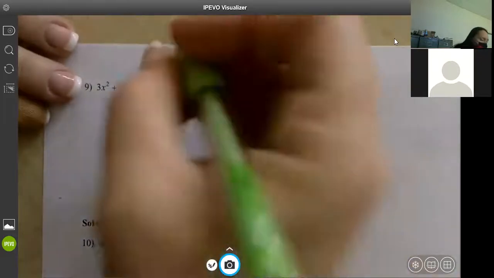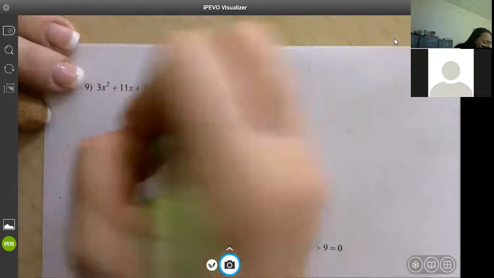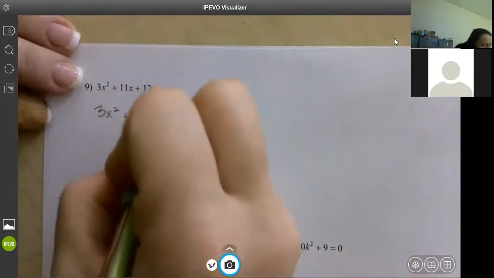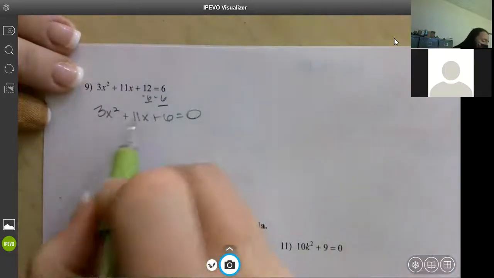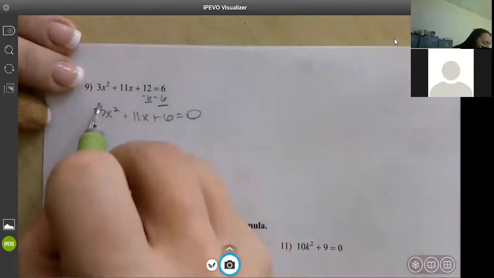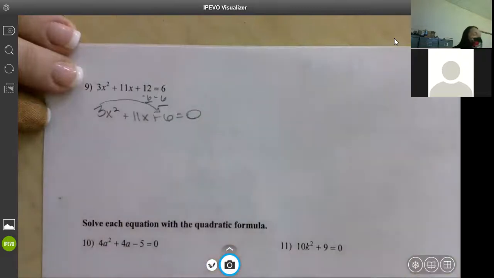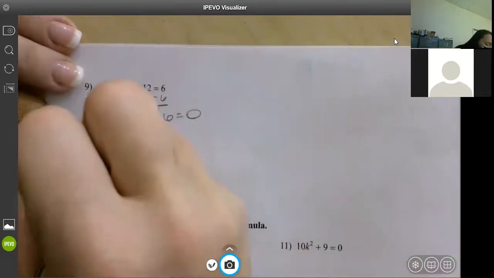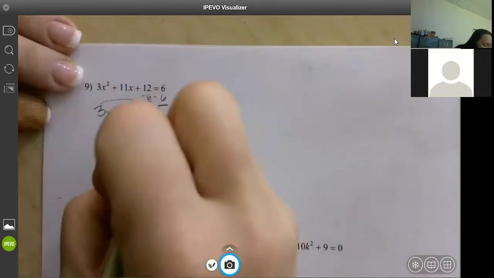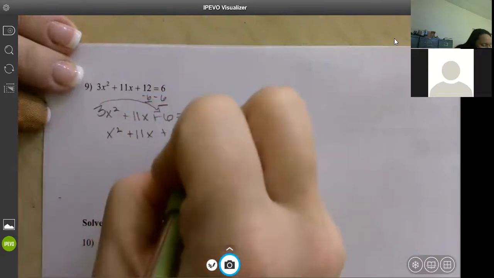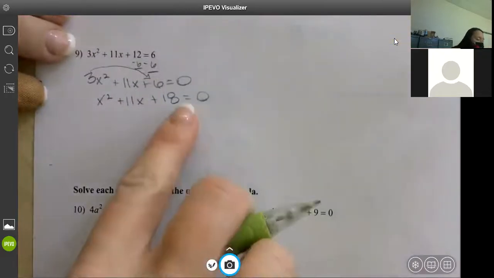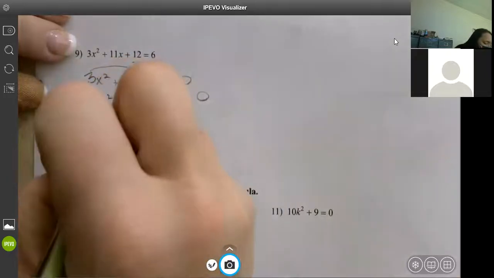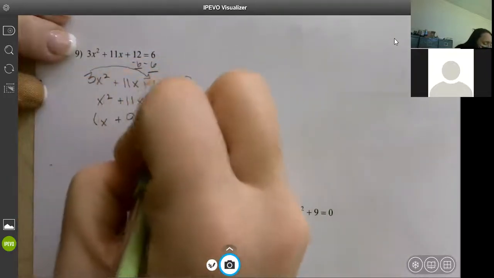All right, same thing. We're going to get it equal to 0. We get 3x squared plus 11x plus 6. Since we have a number in front, no GCF because 11 is not divisible by anything but 11. We're going to multiply it over. So x squared plus 11x plus 18. Factors of 18 that add to 11 are 9 and 2.